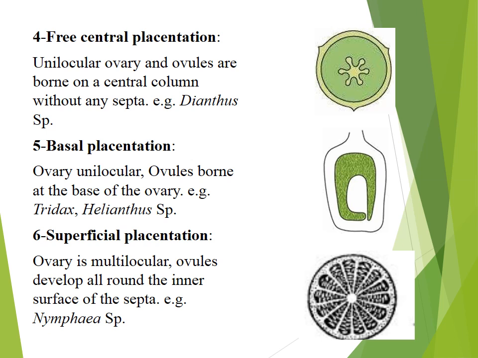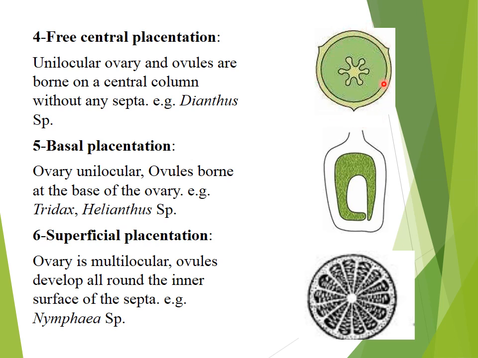Now the free central placentation. It has a unilocular ovary, and the ovules are borne on the central column without any septa. Dianthus is an example. This is a unilocular ovary, only one chambered, and the ovules are borne on the central column without any septa, without any partition. This is known as free central placentation.